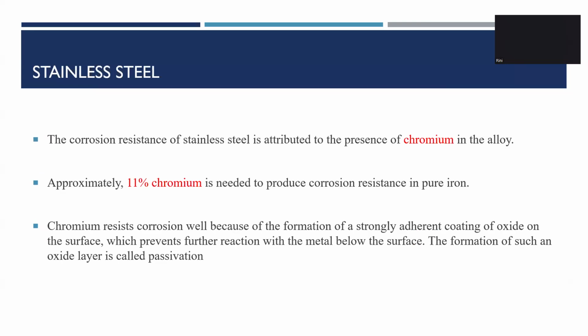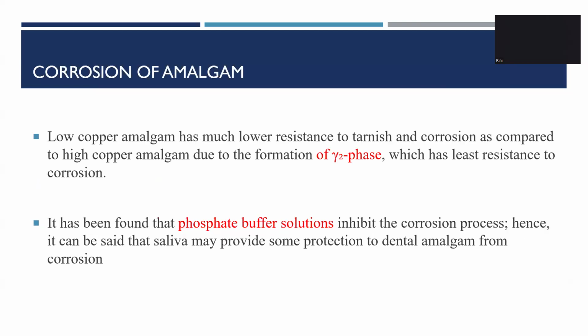Stainless steel. The corrosion resistance of stainless steel is attributed to the presence of chromium in the alloy, and approximately 11 percent is needed to produce corrosion resistance in pure iron. Chromium resists corrosion well because of the formation of a strongly adherent coating of oxide on the surface, which prevents further reaction with the metal below the surface. The formation of such an oxide layer is called passivation.